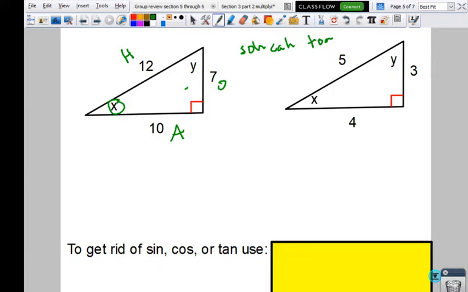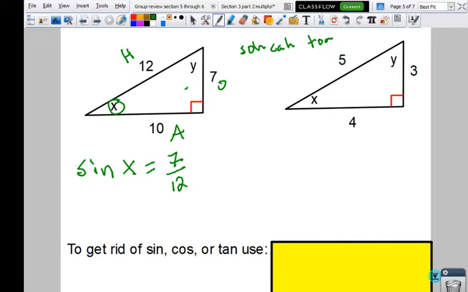Okay. So in order to find x, what I need to do is set up a trig function. And I'm going to use sine, just because it's the first one. Fine. Okay, so I'm going to set up the problem with sine. I'm going to go sine of x, because I don't know what x is. And it's going to equal my opposite, which is 7, over my hypotenuse, which is 12.